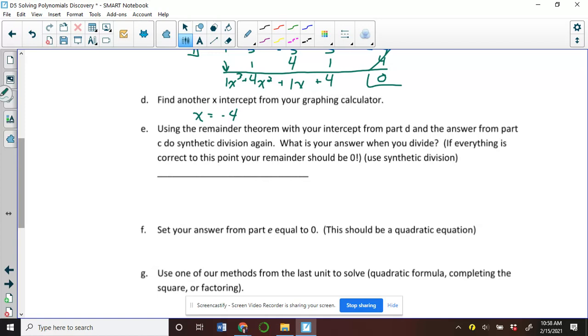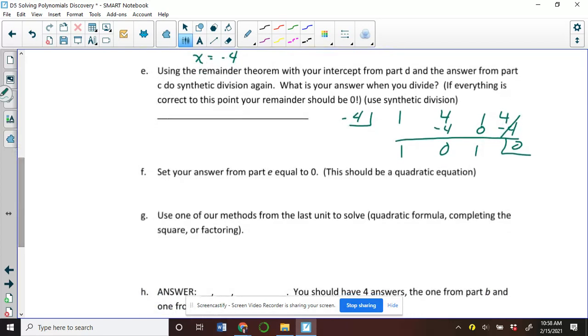Either way, now we're going to go through and we'll take negative 4 into our remaining polynomial. So that's 1, 4, 1, and 4. We have 1, negative 4, 0, 0, 1, negative 4, remainder of 0. So we have a polynomial there that's now x squared plus 0x plus 1, and we set it equal to 0.